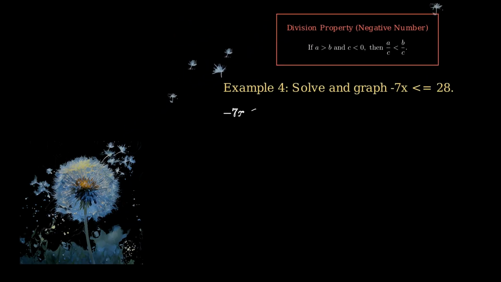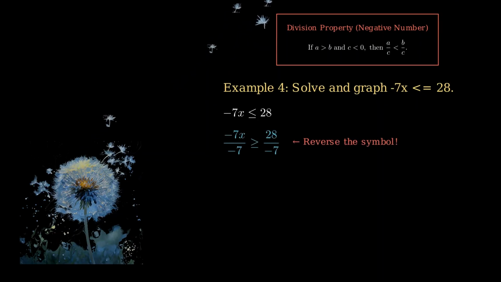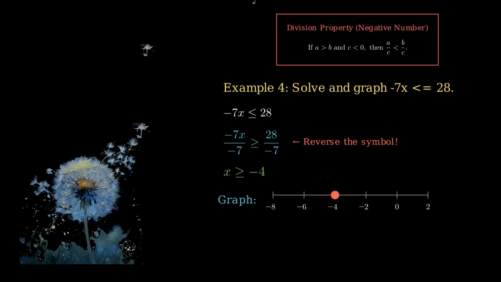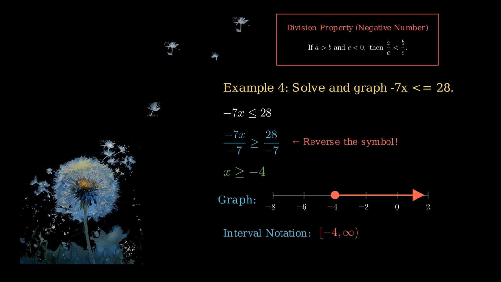Now let's look at example 4. Solve the inequality negative 7x is less than or equal to 28 and graph the solution. To isolate x, we divide both sides by negative 7. Since we are dividing by a negative number, we must reverse the inequality symbol. The less than or equal to sign flips to a greater than or equal to sign. This simplifies beautifully to x is greater than or equal to negative 4.